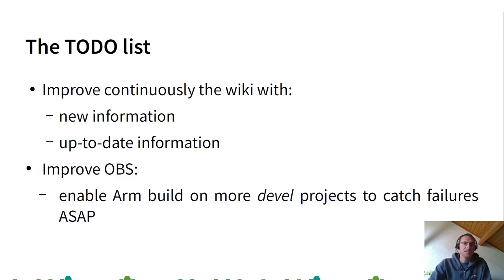And finally, we have the to-do list. So we need to continuously improve the wiki with new and up-to-date information. The pages which are the most up to date, I think, are the pages for the Raspberry Pi 2, 3, 4. We need to improve OBS. I mean, we need to enable ARM builds on more devel projects to catch failures as soon as possible. Because sometimes ARM is not enabled in the devel project, the maintainer updates the package, submits it to Factory, and then we have a build failure on ARM, so it takes time to fix and to propagate. So if you have ARM enabled in the devel project, the maintainer can see the build failure before submitting it to Factory.